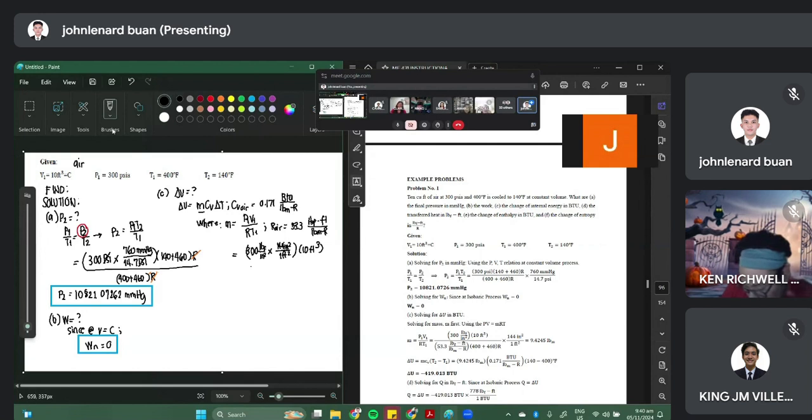All over R, which is 53.3 pound force feet all over pound mass Rankine. And then we have here T1, which is 400. Since we also need an absolute reading, we add 460 to make it Rankine.